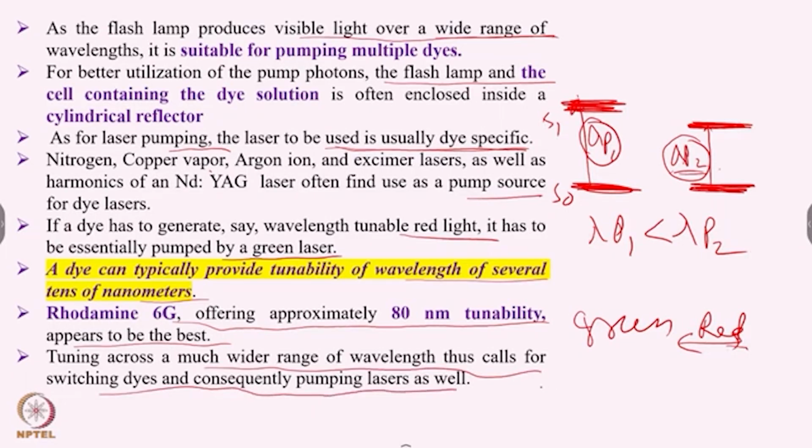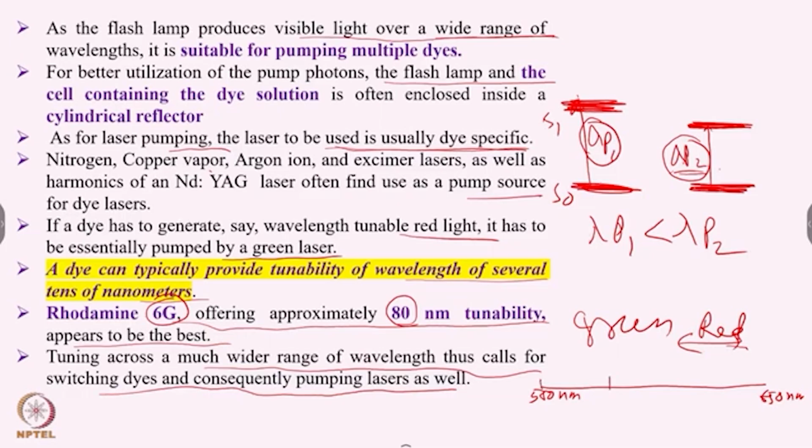For example, suppose we want a dye laser output which should offer, say, tunability over 500 nanometer to 650 nanometer. Now, a single dye would not give you such wide tunability, which is about 150 nanometer, because as you saw, rhodamine 6G offers the best tunability, but which is about 80 nanometer. So from a single dye, you cannot get such wide tunability. So you may probably need three dyes.